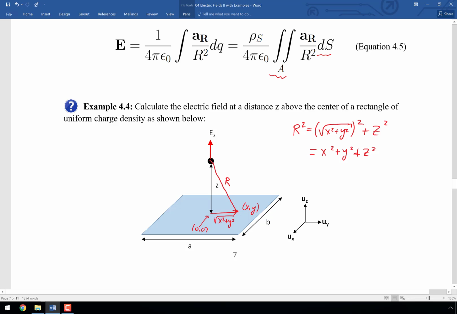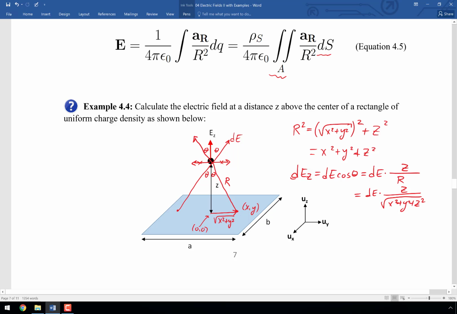Now, of course, we understand the actual electric field is pointing off in that direction. There's going to be another point over here, which is symmetric, and it's going to have an electric field that points off in the other direction. Again, we have theta, theta, theta, and theta. And these are the E's in this direction. And of course, we have components that are facing in opposite directions, and those are going to cancel each other out again. And it's only the E sub z components that are going to add. So dE sub z is going to be equal to dE cosine of theta, which is equal to dE times z divided by r, which is equal to dE times z divided by the square root of x squared plus y squared plus z squared.